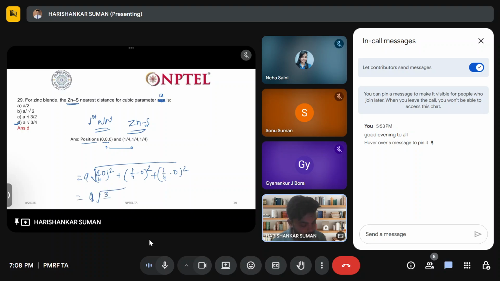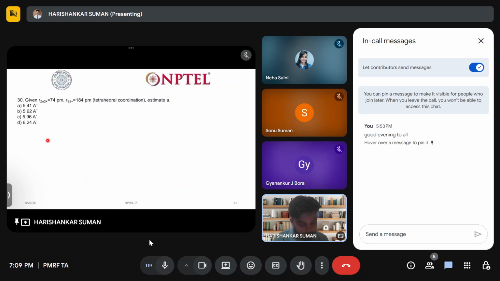This is a 3 by 4 square, which is 3 by 4. So that's why T is the critical sign. Next question.